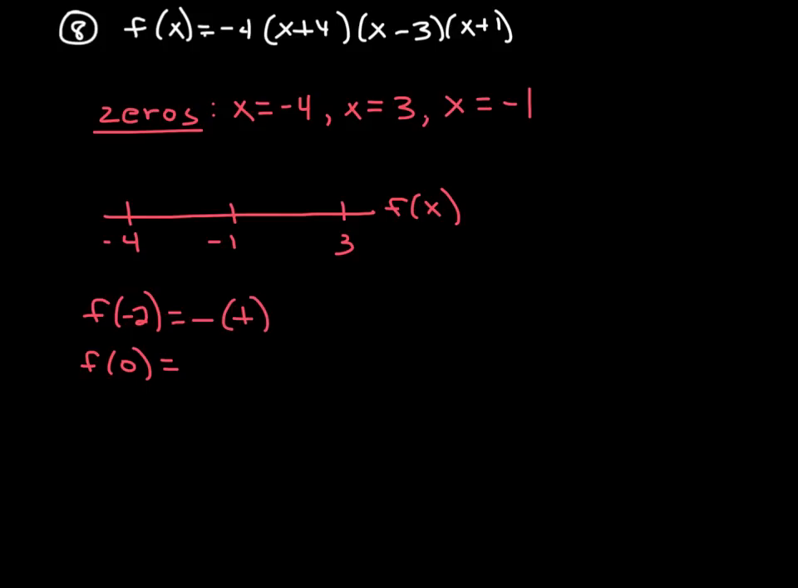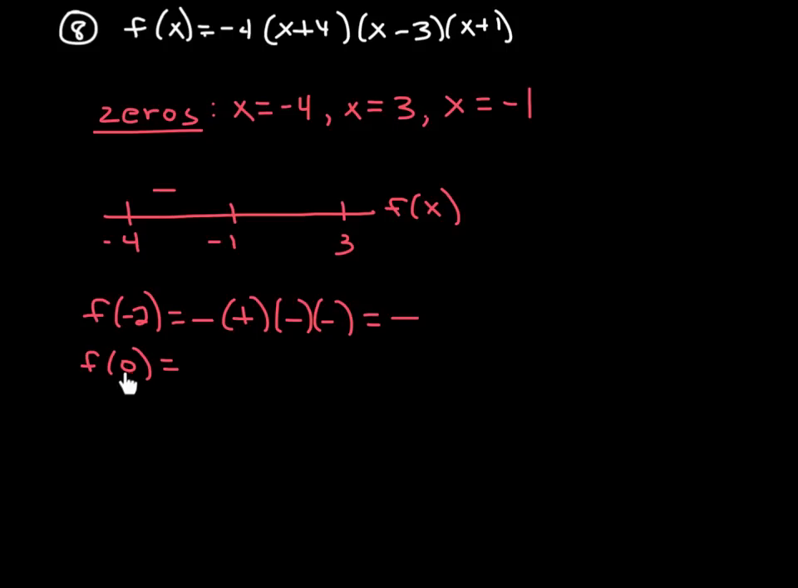Then if I plug in -2, -2 minus 3 is a negative value, so I'm going to put a negative here. And then -2 plus 1 is also a negative value. So a negative times a positive times a negative times a negative. When you have an odd number of negatives, our value is going to be negative. So let's put a negative here, and you can put that negative right up there in your sign chart.